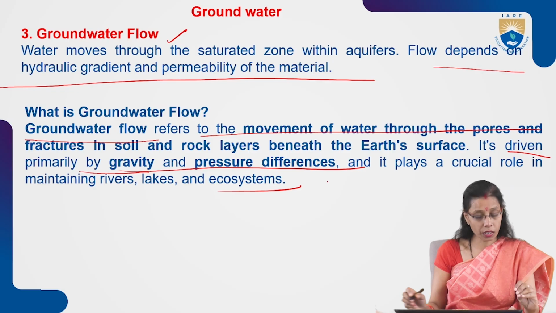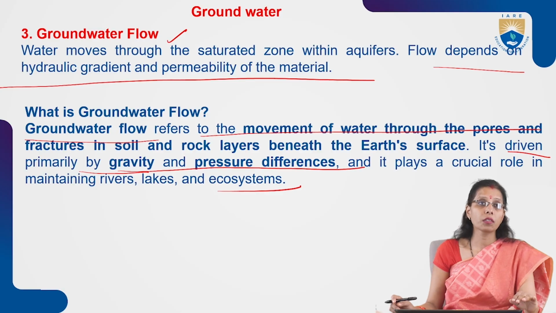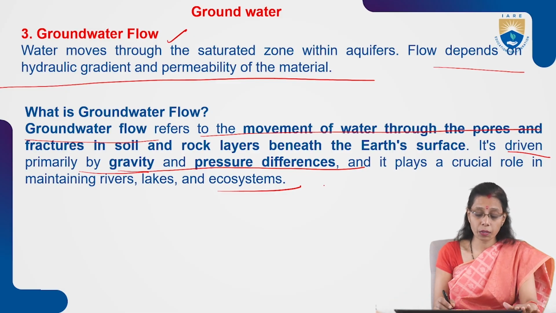So what is groundwater flow? Basically, it's very important for the movement of water. It enters through the pores and the fractures in the soil and rock layers beneath the earth's surface, driven primarily by gravity and pressure. Gravity means it goes down automatically when it percolates, it goes down like this.